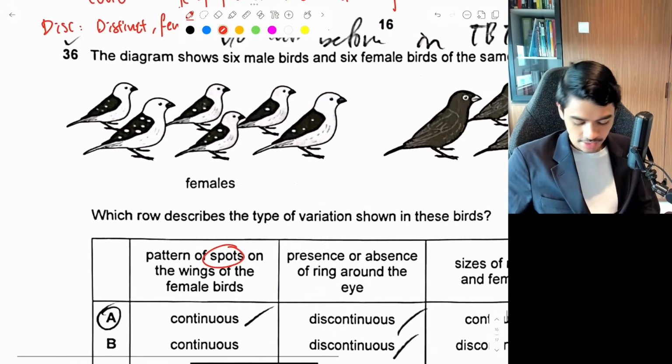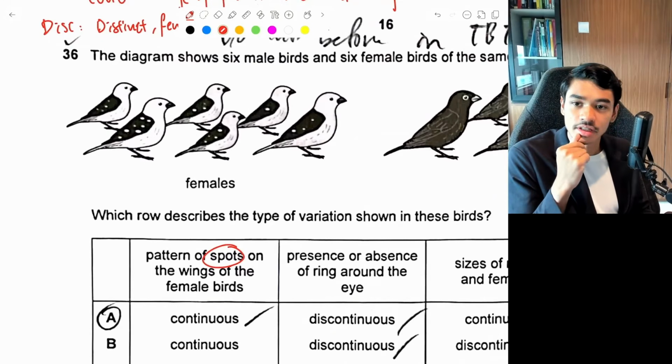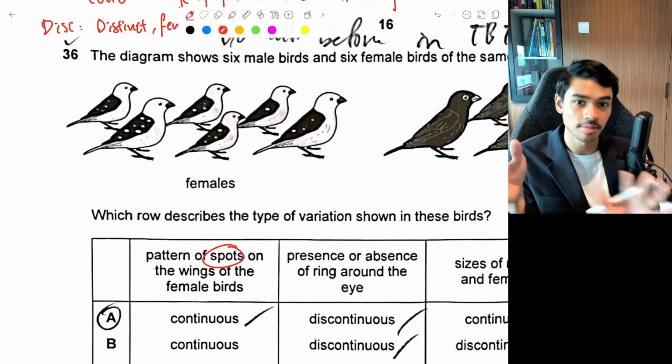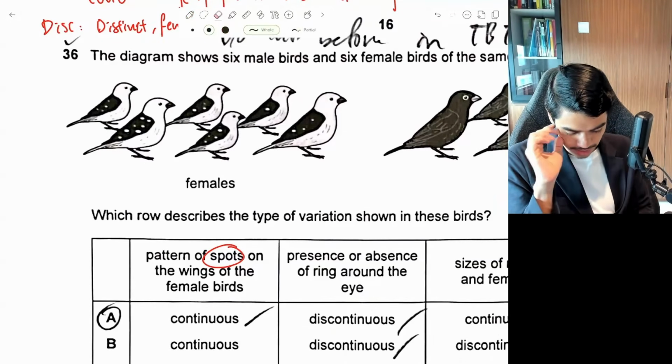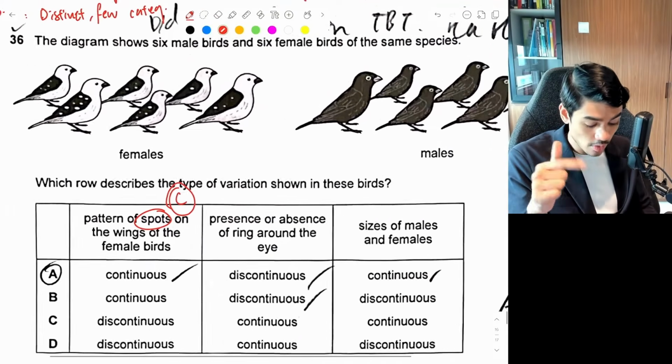So here, can I categorize the pattern of the spots? They can be here, they can be there. So I'll put this as continuous. Continuous variation. Presence or absence of the ring.